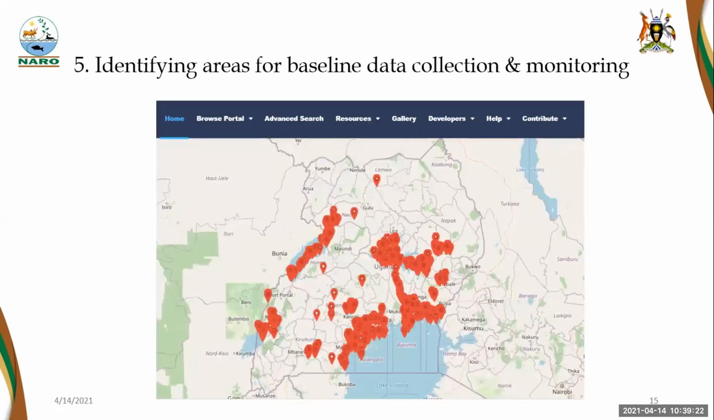Okay. The other thing from the work we have done is that we can easily identify areas in critical need of baseline information and monitoring, especially when resources are limiting. And of course, that is not news when it comes to countries like Uganda. We don't have all the necessary resources to do monitoring. But now, with this information, we can prioritize which systems to collect baseline data from.